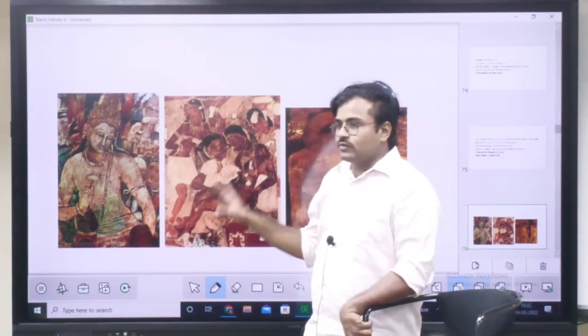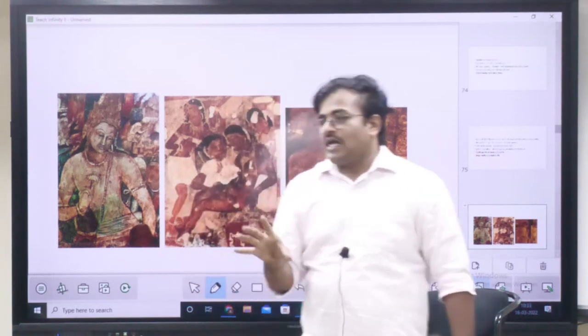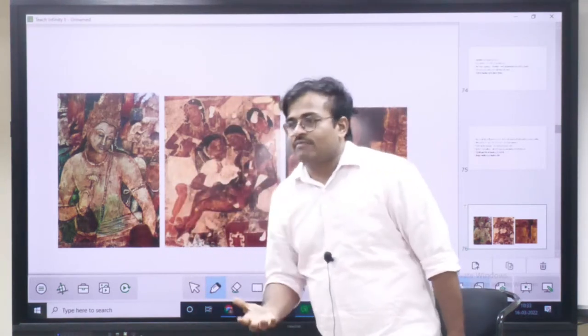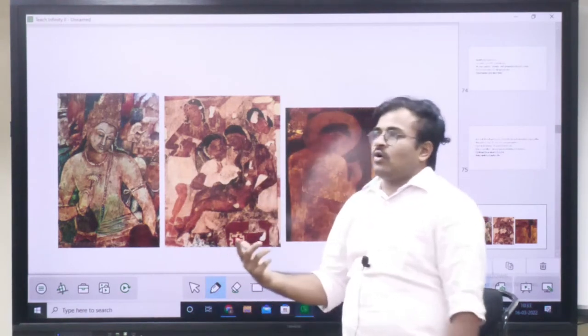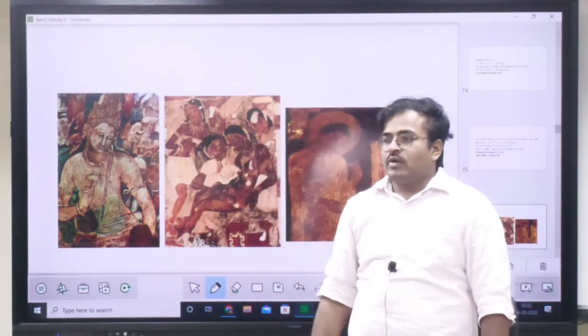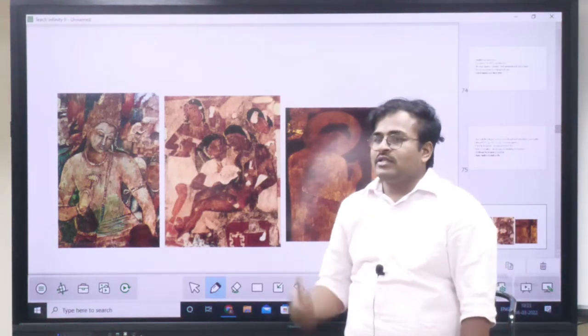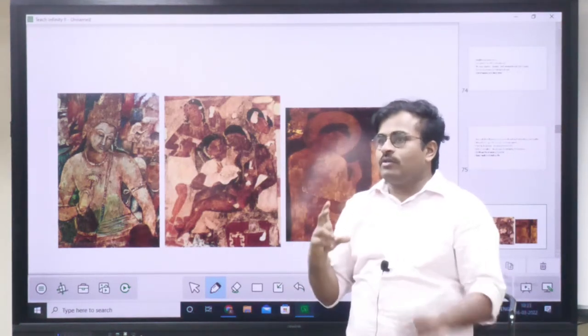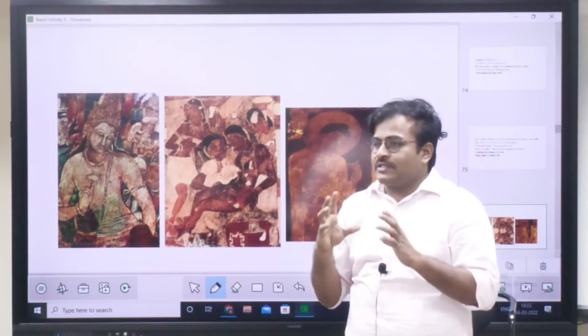So these kinds of techniques were used in Ajanta painting. I think you can write a decent enough answer on this. There are many paintings here, drawn on walls, ceilings, and sometimes on the doors of the cave temples also. And these Ajanta caves are present on the banks of a river known as Vagoda River, which is present in Maharashtra.